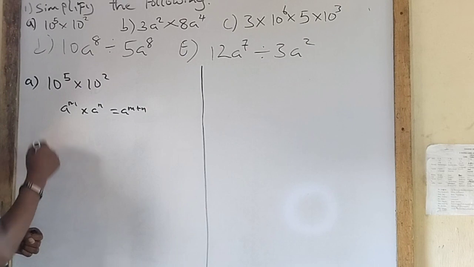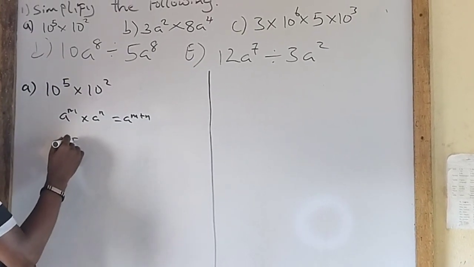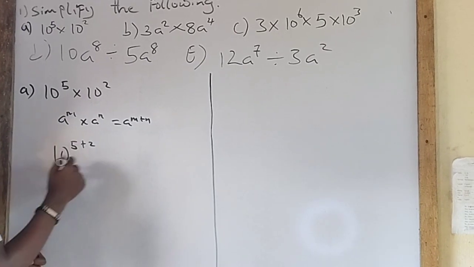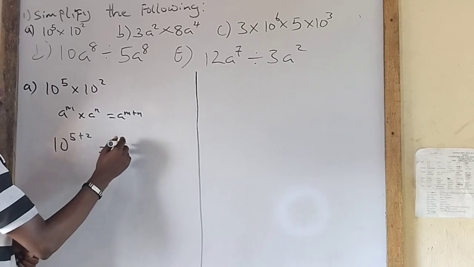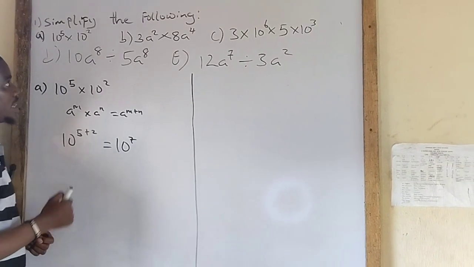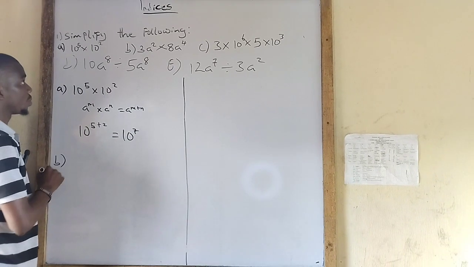Now we take this to a single base, since the bases are equal, and add the powers, so that 5 plus 2 is 7, and we have 10 raised to the power of 7. That is the answer for the first question. We go to the second question, B.